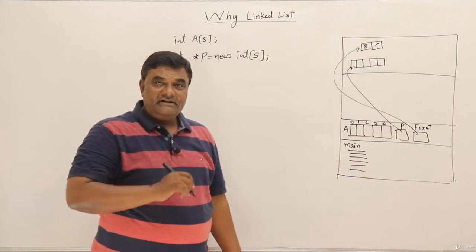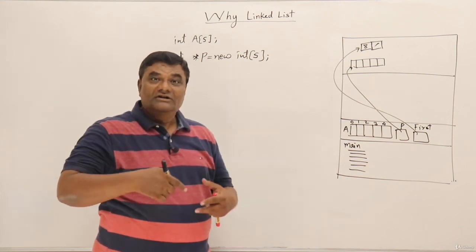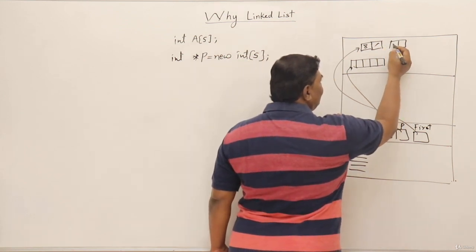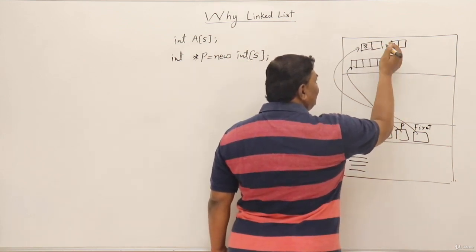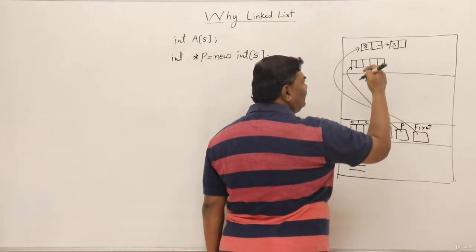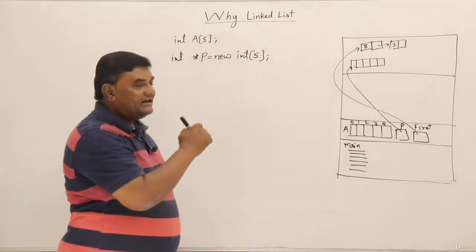Now we have one more pointer ready. If we want one more element, then again allocate the memory like this. Here you store the element. Then this will be pointing on this one. Like this pointer was pointing on this, so this pointer will be pointing on this node. So we can call that block as a node now.